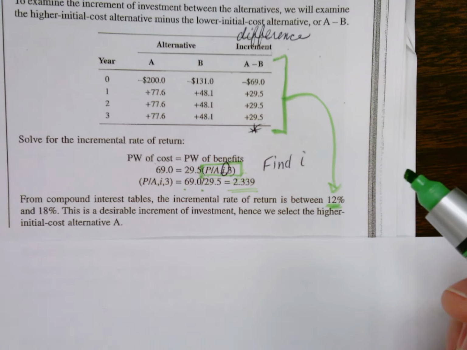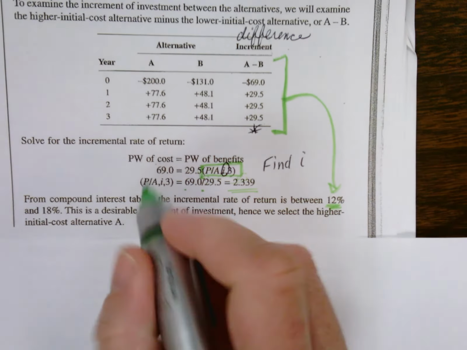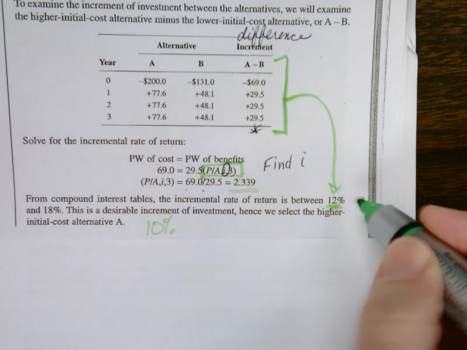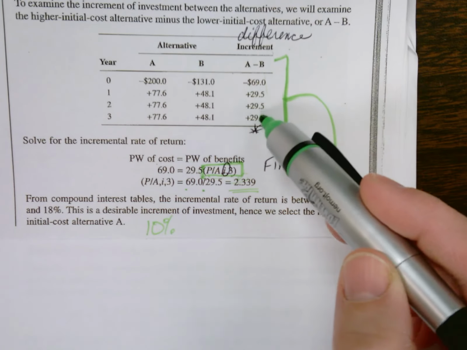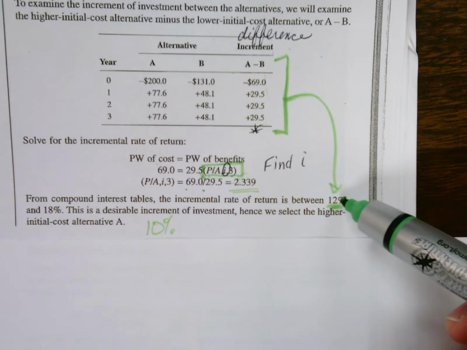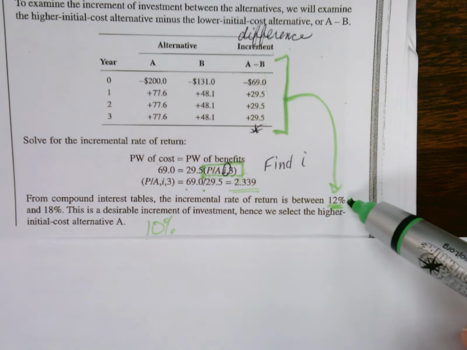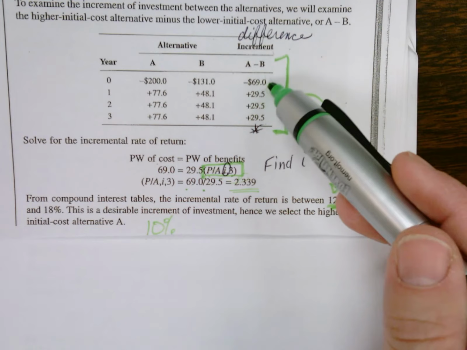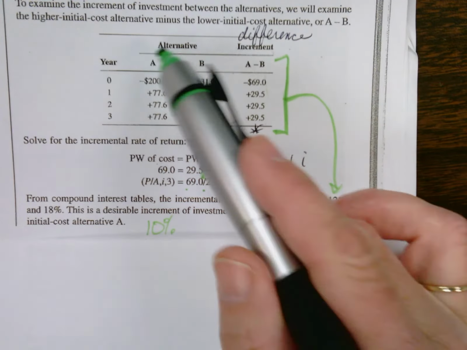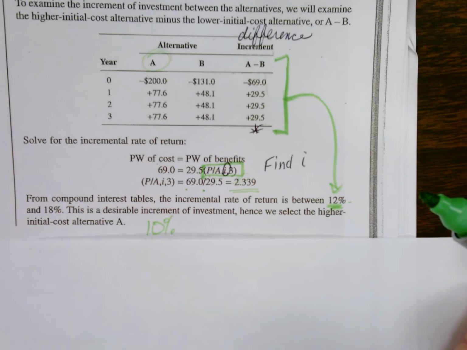Looking back at the problem, the company's minimum required rate of return was 10%. So this cash flow situation gives us a very high rate of return, 12% or higher, even up to 18%. It's in that range. So we want that set of cash flows. So we then would choose the higher cost alternative. We would choose option A.